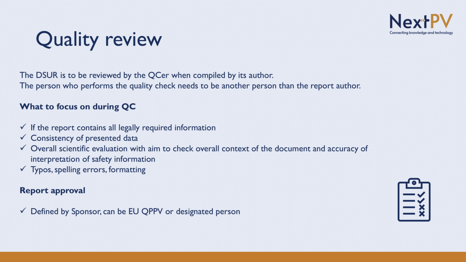Quality review. The DSUR must undergo a quality review by someone other than the author to ensure objectivity. The reviewer focuses on verifying that all legally required information is included, checking the consistency of presented data, conducting an overall scientific evaluation to ensure the accuracy of safety information interpretation, and identifying any typos, spelling errors, or formatting issues. Report approval is typically defined by the sponsor and can be done by the EU QPPV or another designated person. This rigorous review process ensures the DSUR meets all regulatory and quality standards before submission.